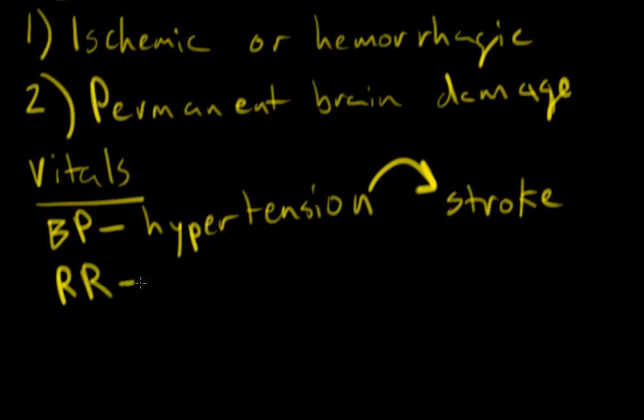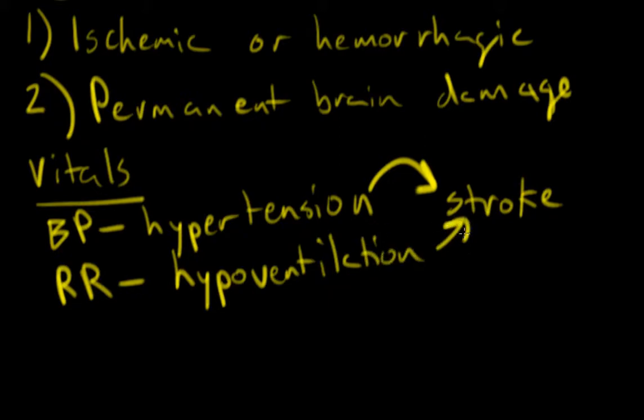Another vital you can look for is respiratory rate, hypoventilation. If you see hypoventilation, decreased breathing, it could be a stroke. Third vital you're going to look for is fever. So if there's a fever, again, could also be a stroke. So these three vitals point to stroke.